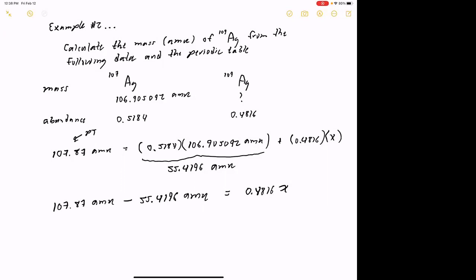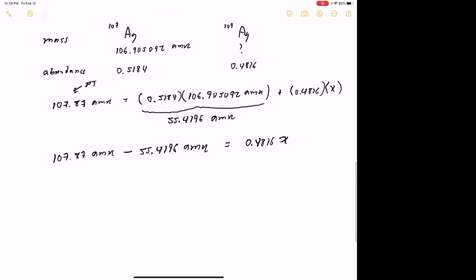Okay, so how do I take the 0.4816 to the other side? Well, I divide both sides by it, right? So I can take that difference there, the difference between the 107 and the 55, and my x turns out to be 52.4504 AMUs. And let's just keep track of our sig figs as we go here.